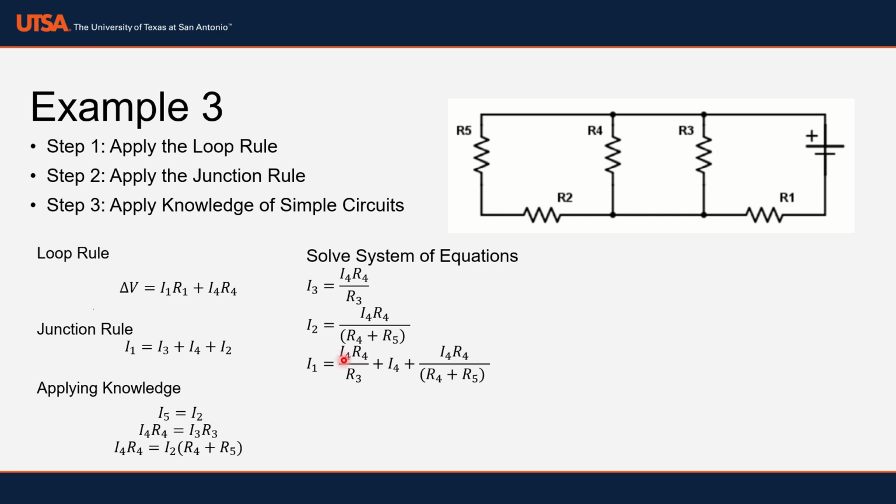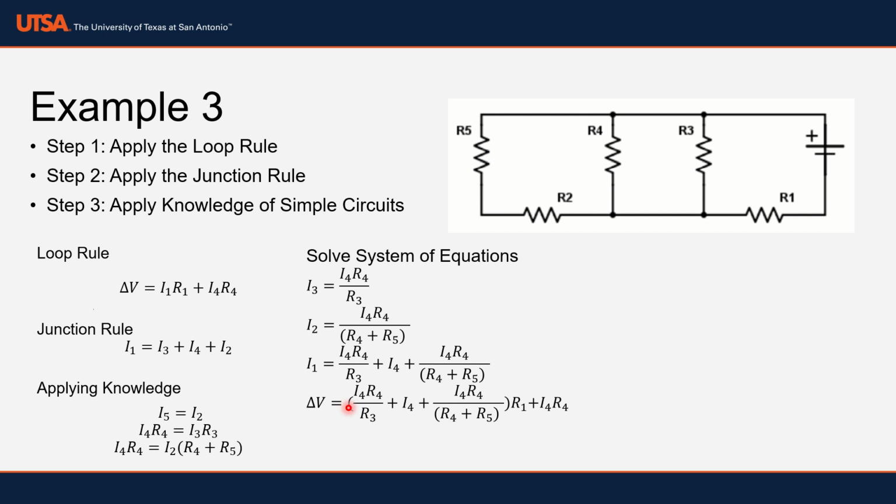Now we're in pretty good shape. There's an I4 here, an I4 there, an I4 there. I4 is everywhere. That's exactly what we want. So now we're going to do our final step and plug this into the loop equation. We plug it into the loop equation, and now everything is in terms of I4.